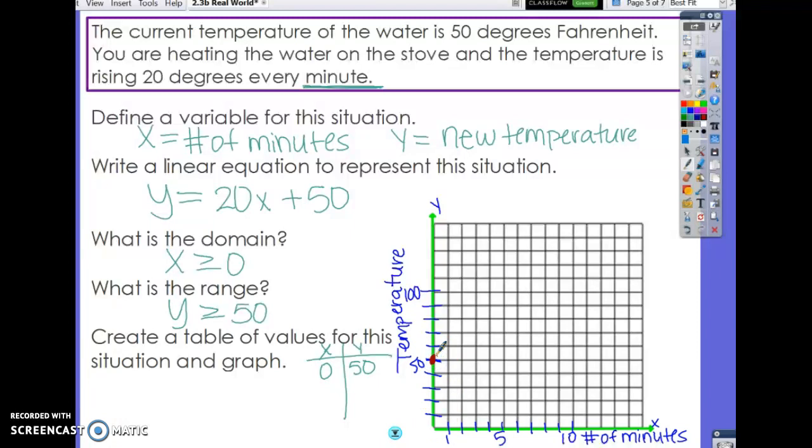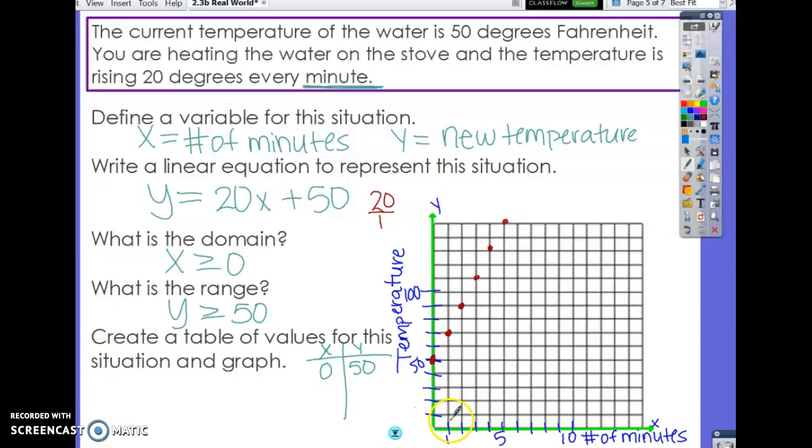Well, then our slope tells us that 20, right? So we could write that as a fraction, 20 over 1. So we're going to go up 20 degrees for every 1 minute. Then, of course, we want to draw our arrow to connect our dots, and we can look at our chart to fill in our points.